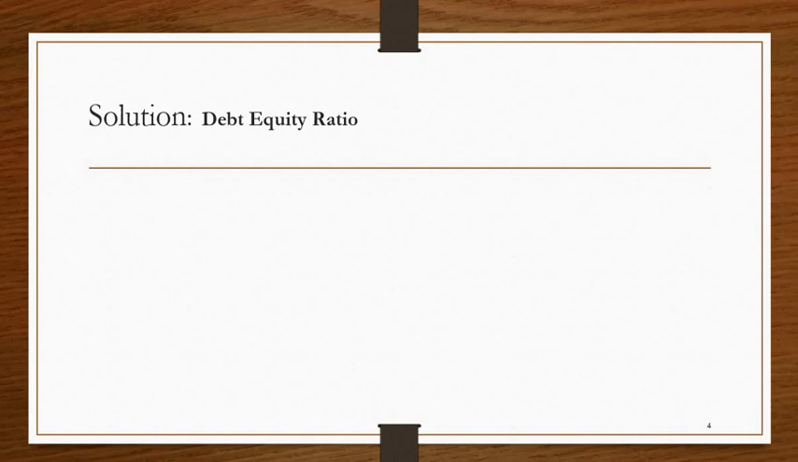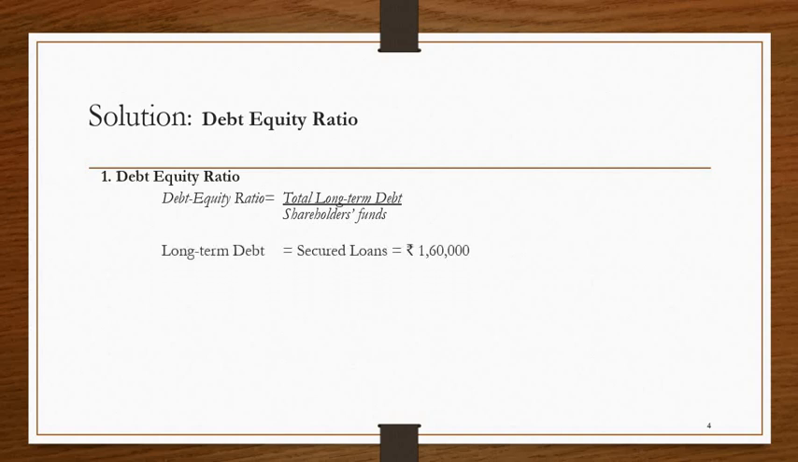So the solution: the debt equity ratio is included in the solvency ratio. Debt equity ratio is equal to total long-term debt divided by shareholders fund. Long-term debt, in this problem we have only one long-term debt, that is secured loans. So 1,60,000 will be the long-term debt.